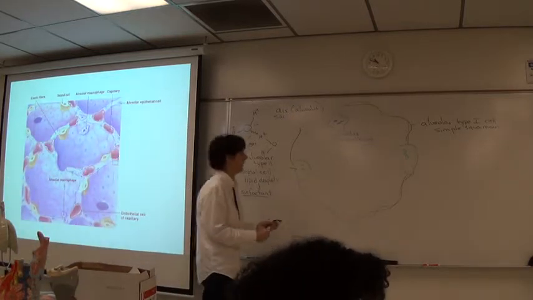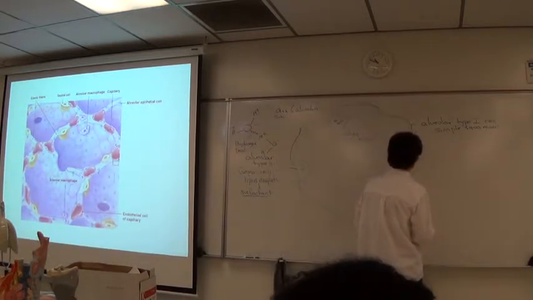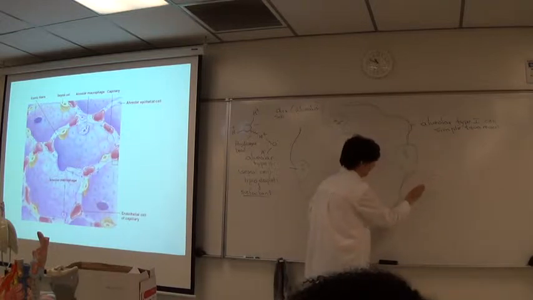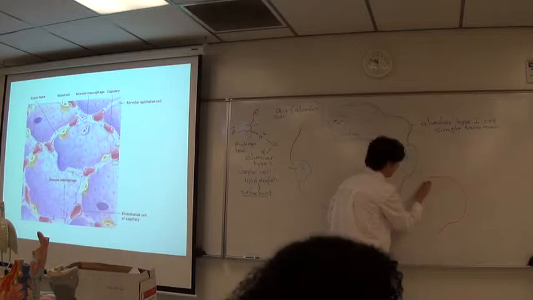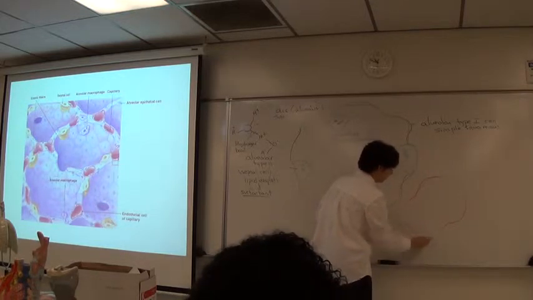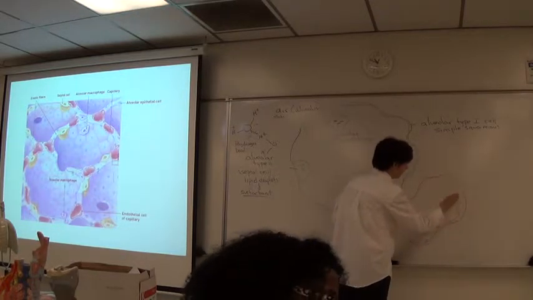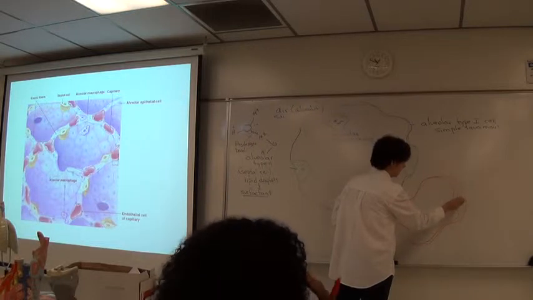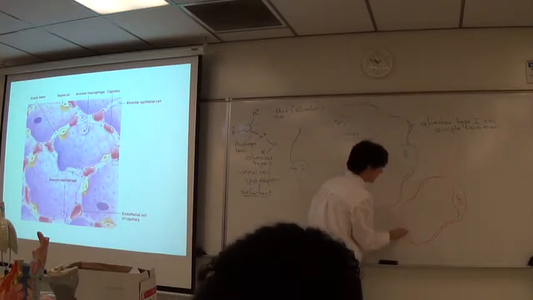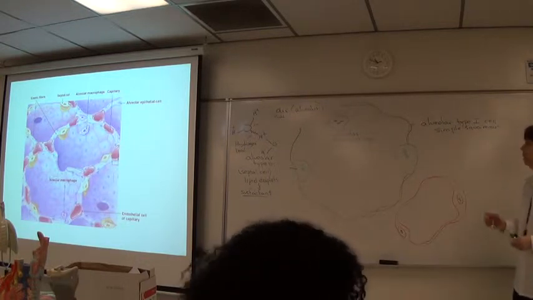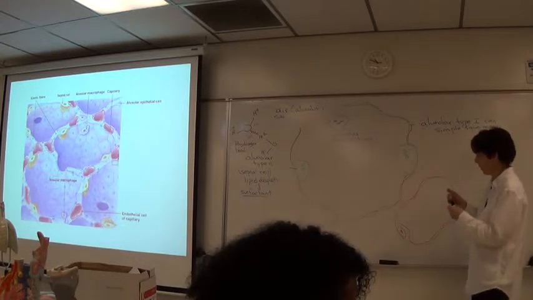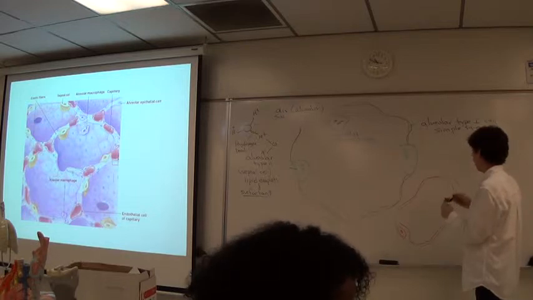Then we have our capillary. And the capillary is usually formed of one or two epithelial cells, simple squamous. Their nuclei are usually situated so that they don't interfere with gas exchange. So they're not going to be on the side closest to the air sac.